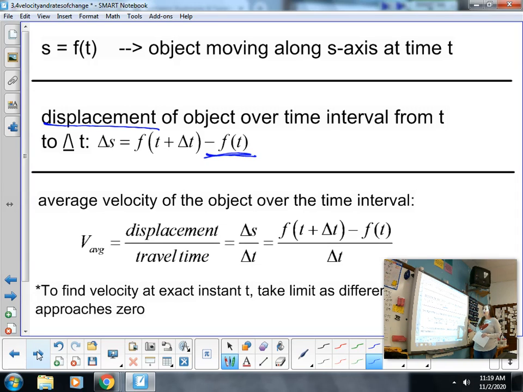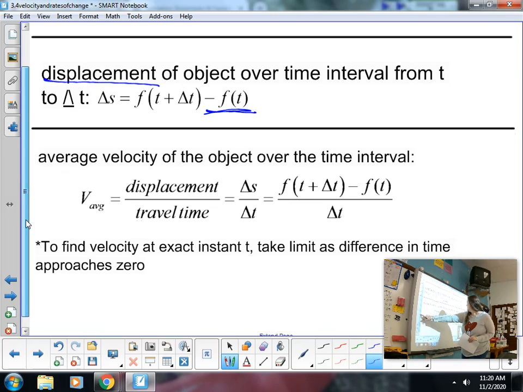And then we have average velocity. This again is just the slope formula. It's your displacement over your travel time. So whatever your change in S is over your change in T. And you can see here's your displacement, and then you would divide by whatever your total change of T is. Scroll here so you can see this.